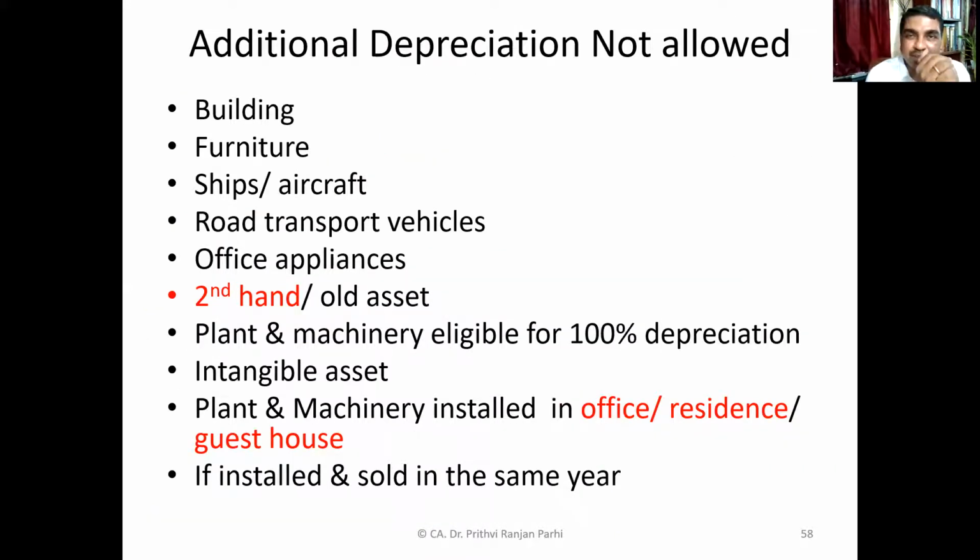But additional depreciation is also not allowed on building, furniture, ships, aircraft, transport vehicles, office appliances, second-hand or old assets, plant and machinery which are eligible for 100% depreciation, scientific research assets, etc. Plant and machinery installed in the office, residence, guest houses: all these things are not eligible for additional depreciation. And also additional depreciation is not allowed if the asset is installed and sold in the same year. In that situation also, additional depreciation will not be allowed.